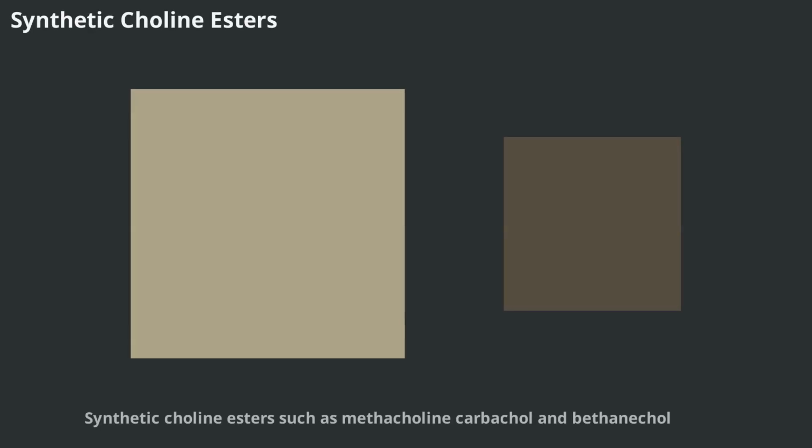Synthetic choline esters, such as methacholine, carbachol, and bethanechol, are derivatives of acetylcholine. They have several advantages over natural acetylcholine, including longer duration of action, effectiveness when taken orally or by injection, and greater selectivity. These properties make them valuable tools in clinical practice for targeting specific autonomic functions.